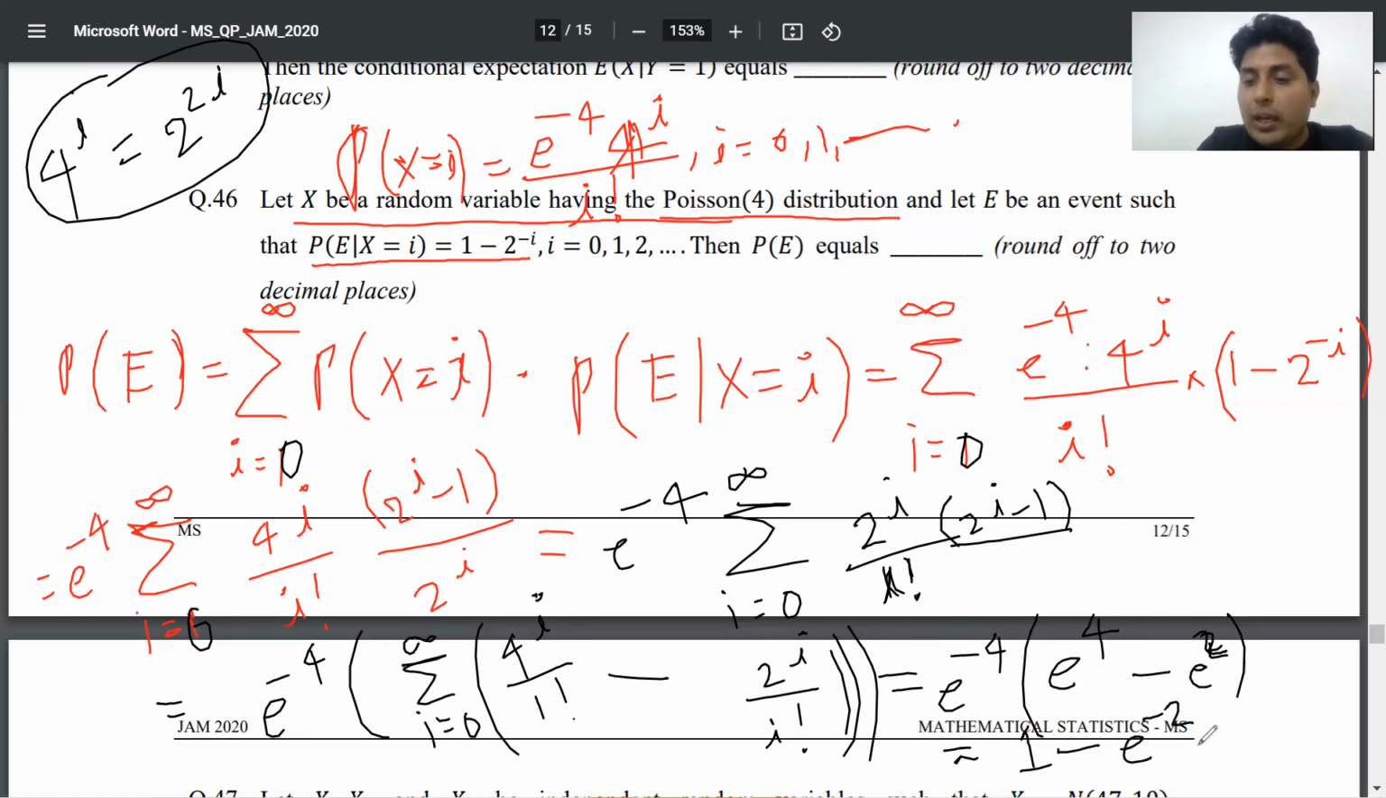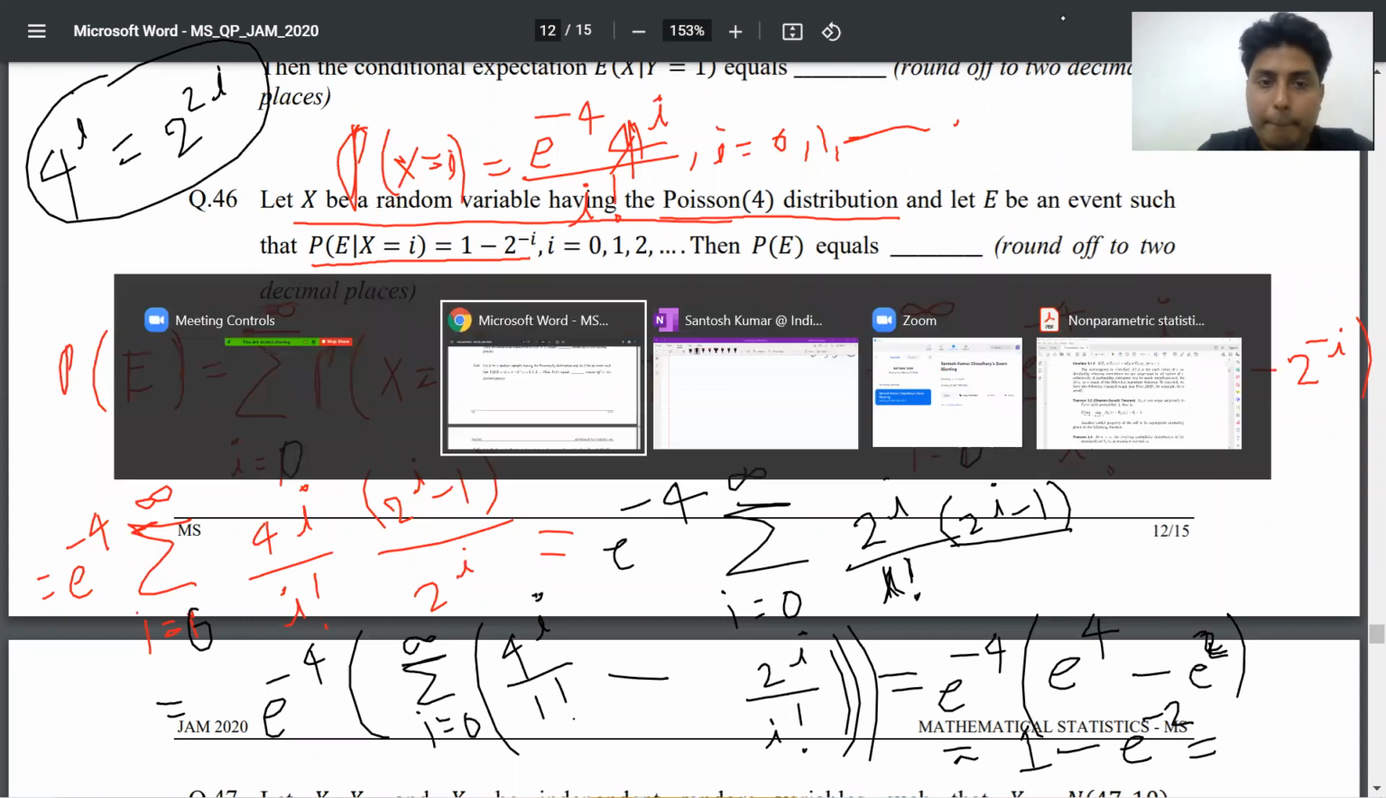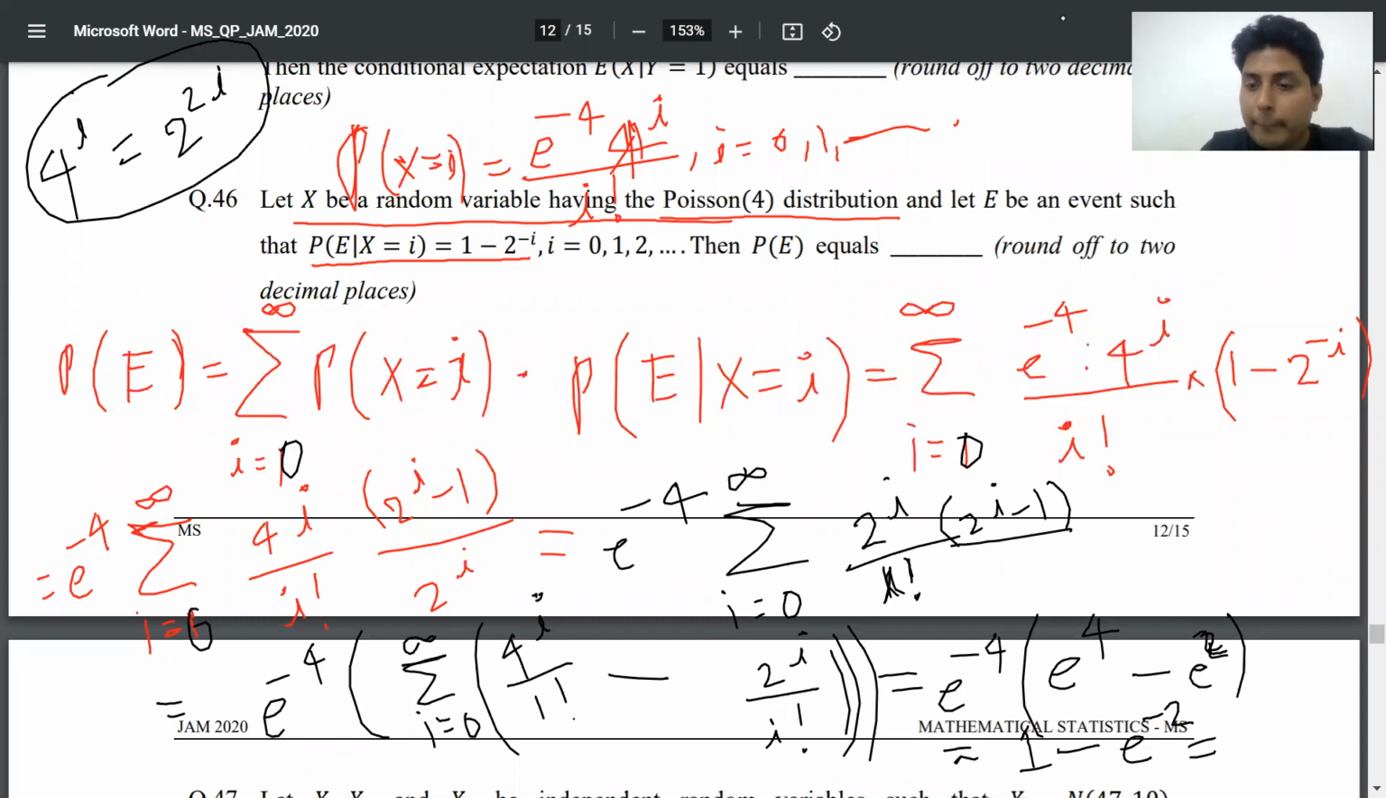Now in the exam, a calculator is allowed. The calculator will be on your screen, so you can use that. If you want me to calculate, I can calculate for you. It will give you the value.